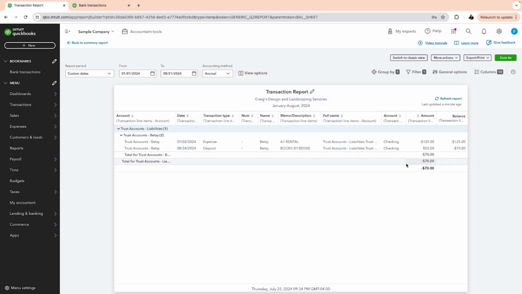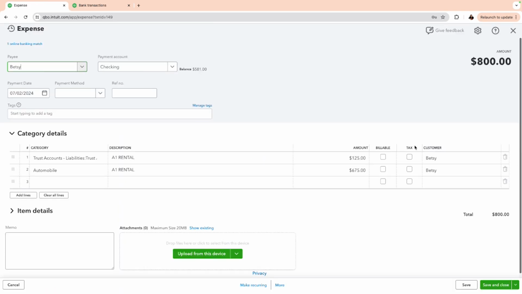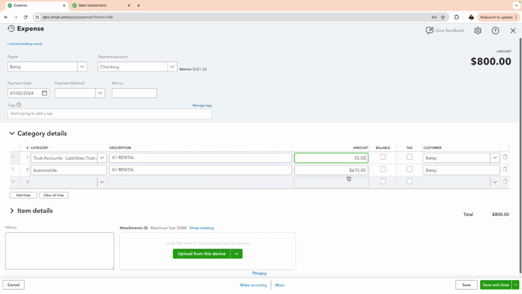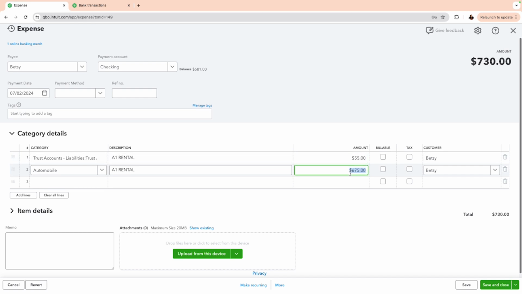So we're gonna take a look at the transactions here. Oh, there was only $55 that we deposit. So let me fix that transaction, and I'm gonna put here $55. And it should be, let's see, 675 plus 70, 745. Okay, yeah, there's my head math here.